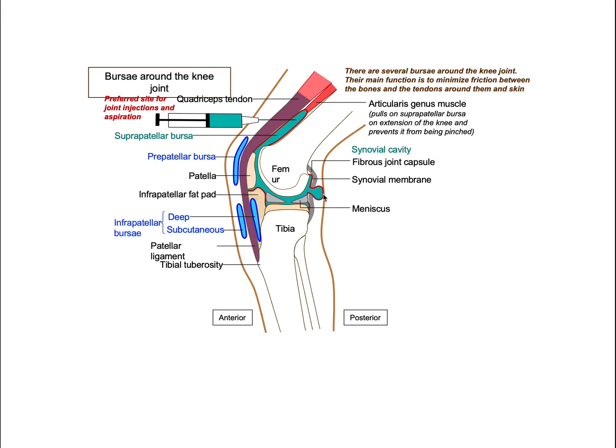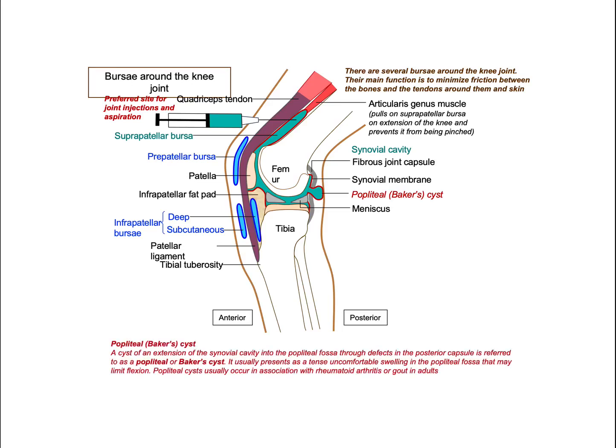Now, sometimes some people have this. The fibrous joint capsule becomes weak and the synovial membrane pops out. This condition has a name to it. It has so many names, we call it popliteal cyst, but it is famous as Baker cyst. I don't know why it's called Baker cyst. There are reasons, but no need to go into those details. So this is what Baker cyst is.